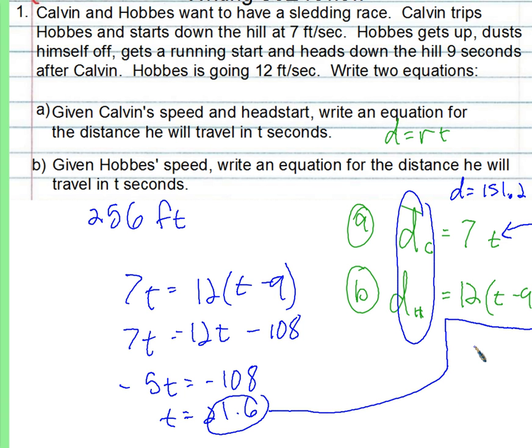Can that tell us who wins? Yeah, do both. So if we put 21.6 in here? Okay, 21.6. Let's put 21.6 in there. What do we get? 151.2. It came out the exact same? Yeah. Is that surprising? No, because that's when they passed each other. That's what we were finding out, right? We were figuring out when did they pass each other. We were saying this tells me the distance, and this tells me the distance for Hobbs. So if I set the distances equal to each other and solve for t, what does it tell me? The time when the distances are the same. So the distances are the same here. When we're setting things equal to each other, that's what needs to happen.